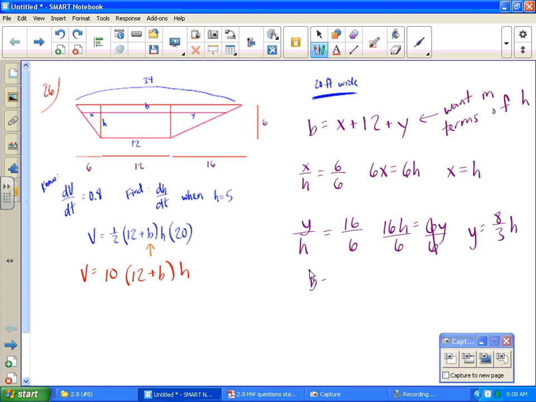So I know my b is the same as, instead of x, I'm going to put h plus 12 plus, instead of y, I'm putting 8/3 h. And then you can combine like terms together and plug it into there. Can we finish it from there? Because once we plug it into here, then you take the derivative, you plug in your known values, right? I'm going to give you time to just finish this problem, but let me know if we get stuck anywhere else and we can tackle it together if we need to.